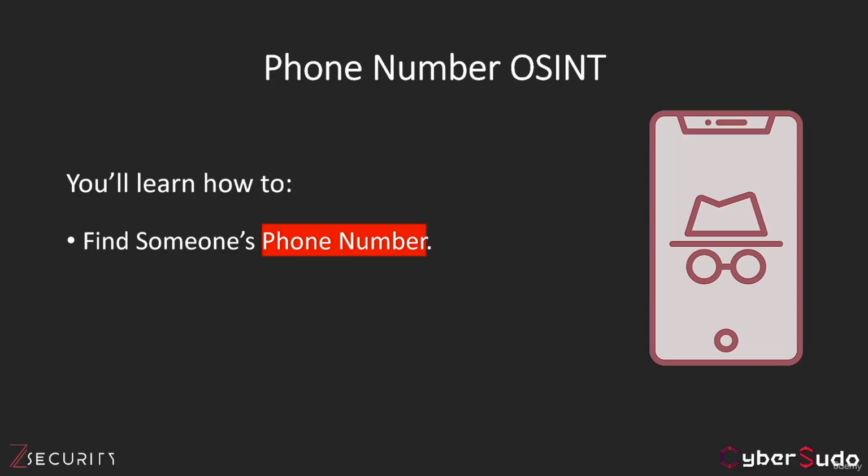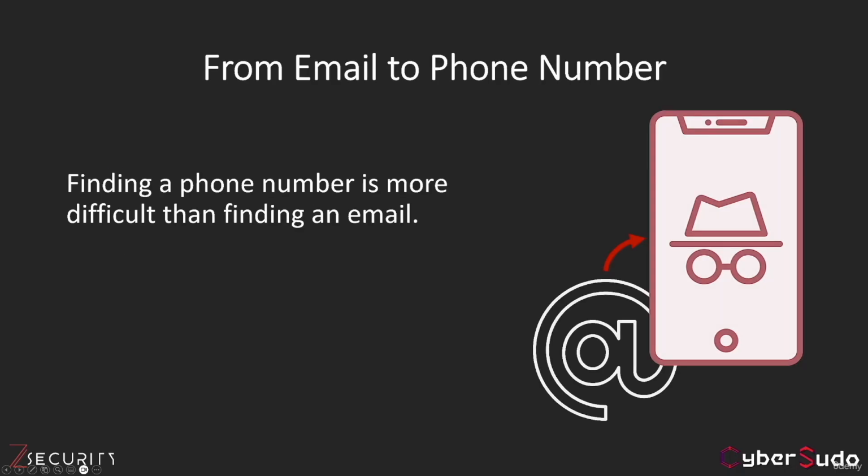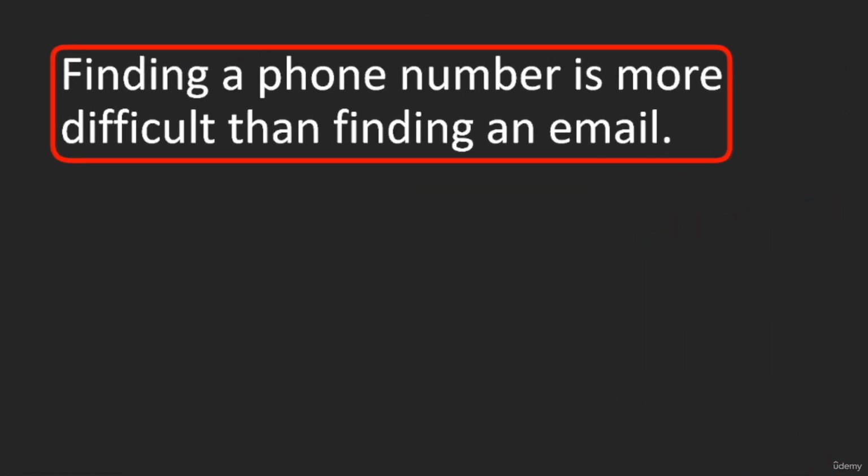The methods that I'm going to talk about in this section are similar to the methods that we have used to find someone's email address, but the approach is a little bit different. Now, finding someone's phone number is more challenging and more difficult than finding someone's email address, because an email address is more frequently shared publicly for communication purposes, such as on websites, forums, social media profiles, and professional networks like LinkedIn. However, phone numbers are generally considered more private and are less commonly shared openly.